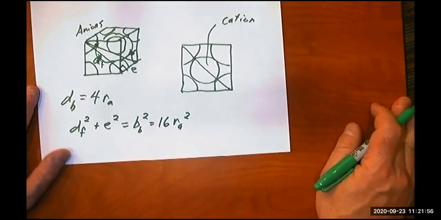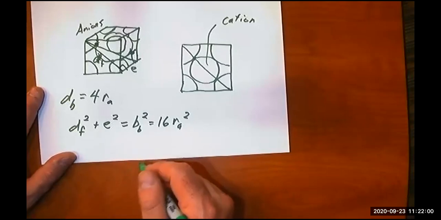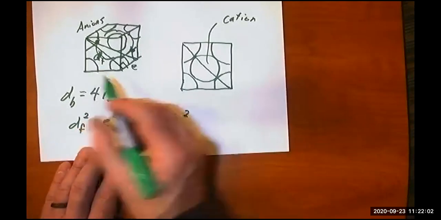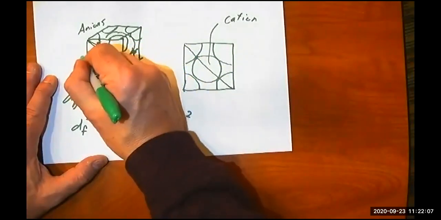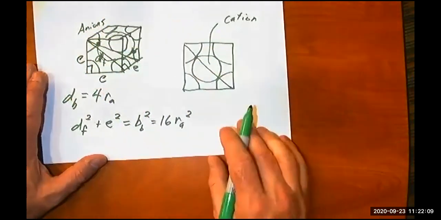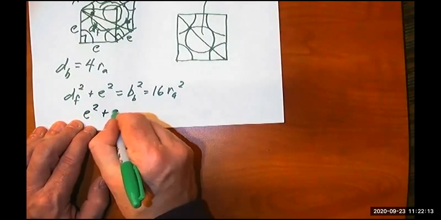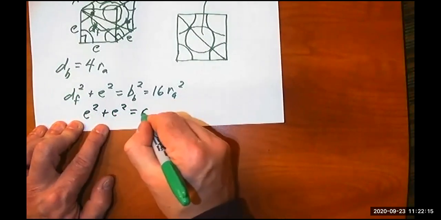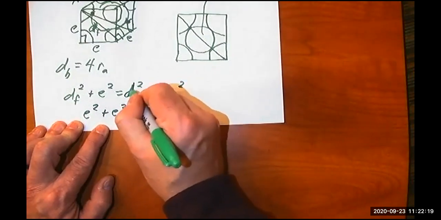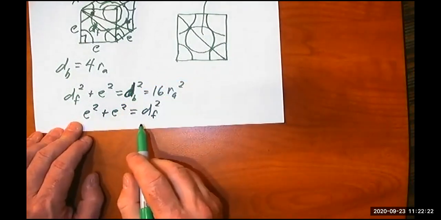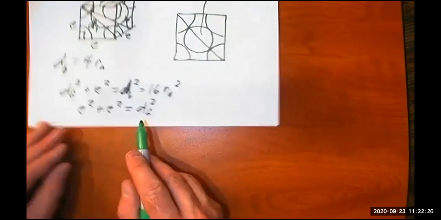Right? Now, we also have the Pythagorean theorem that we can use to connect the edge sides to the face diagonal. So e squared plus e squared equals face diagonal squared. I labeled this wrong. That should be a d sub f. Okay. So does everybody see this one? Okay.